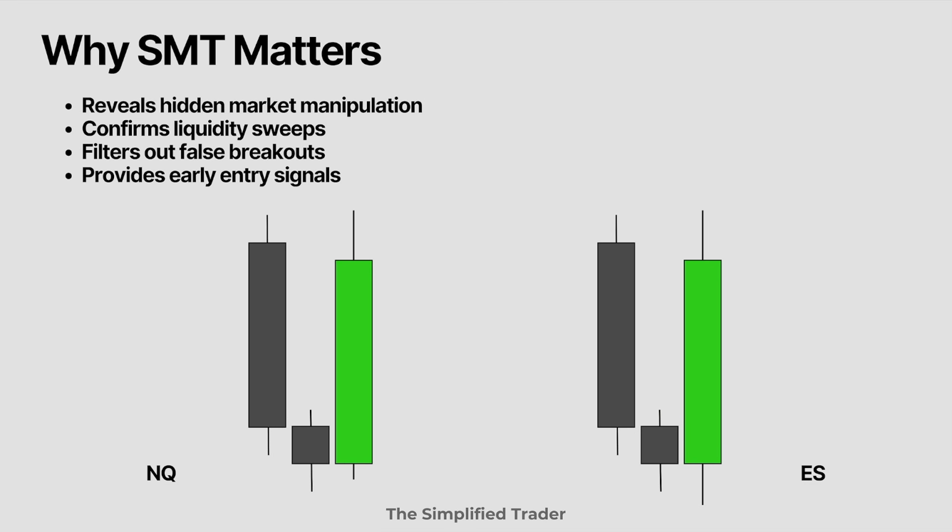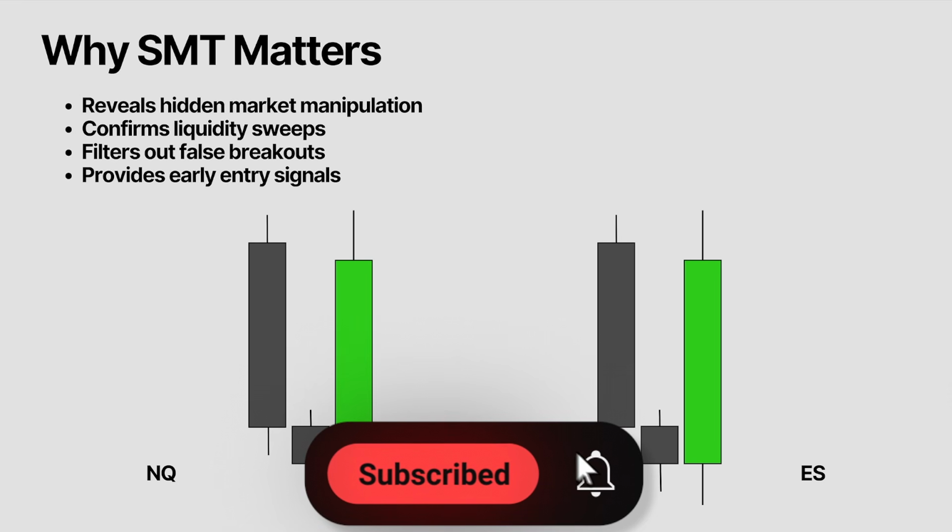So why is SMT so powerful? SMT works because liquidity moves across correlated assets. Big money uses one index to engineer a false move, while quietly positioning in the other. Think of it like two thermometers. If one spikes while the other stays cool, you know something is off. That is exactly how SMT exposes liquidity traps.